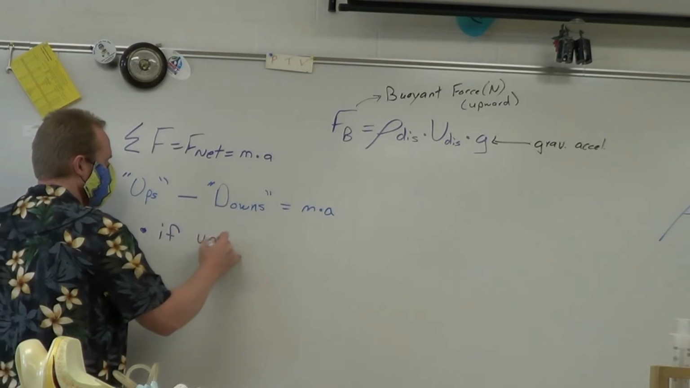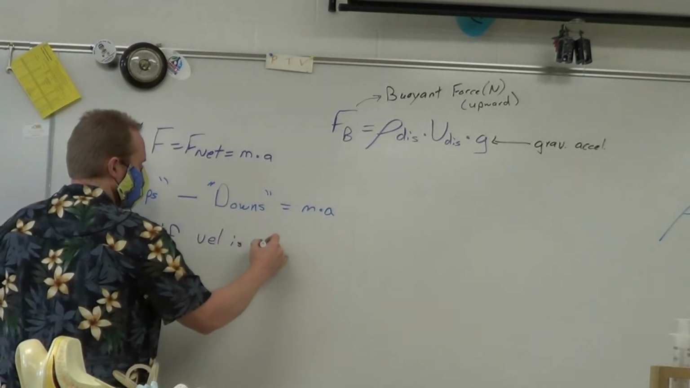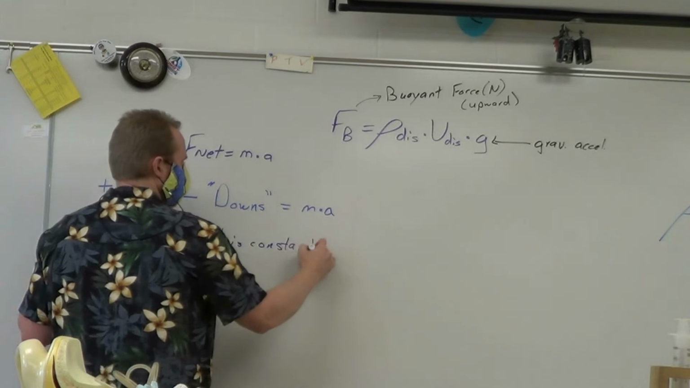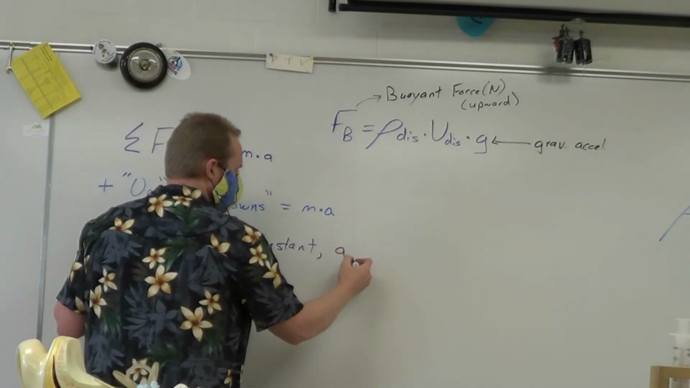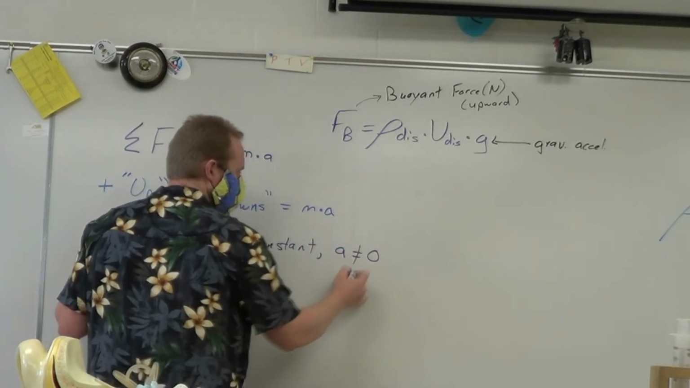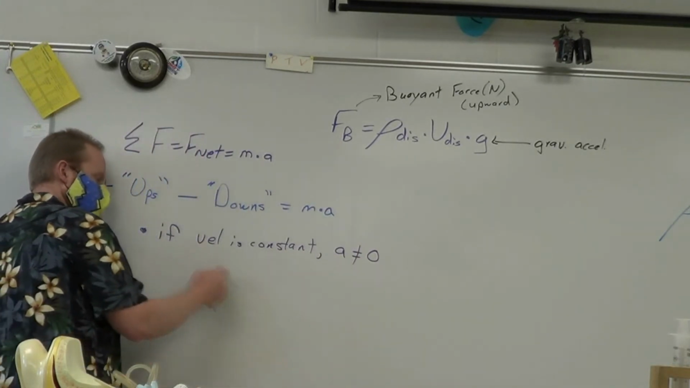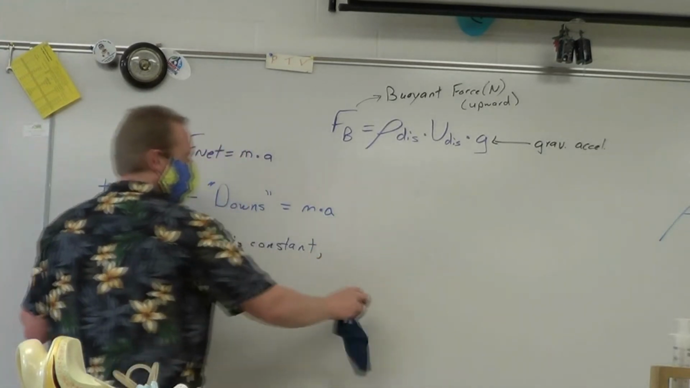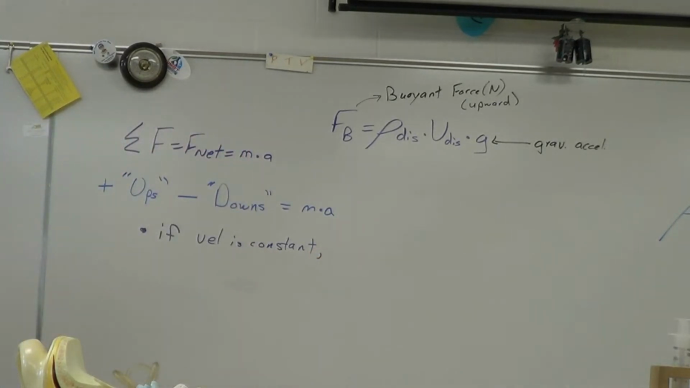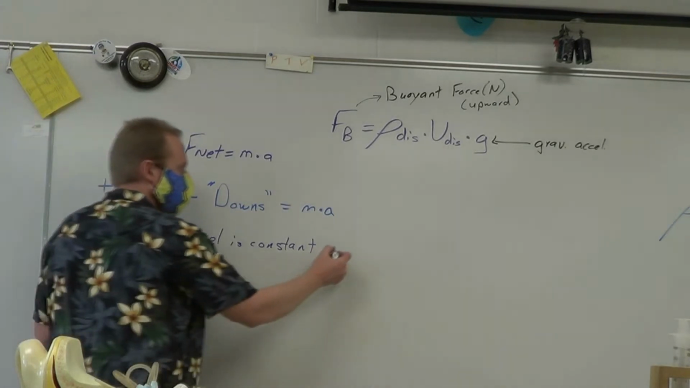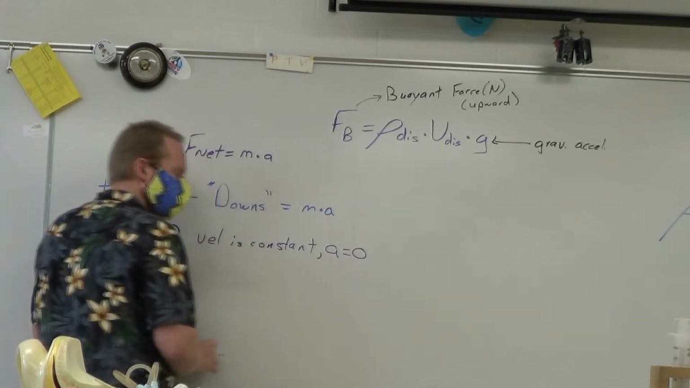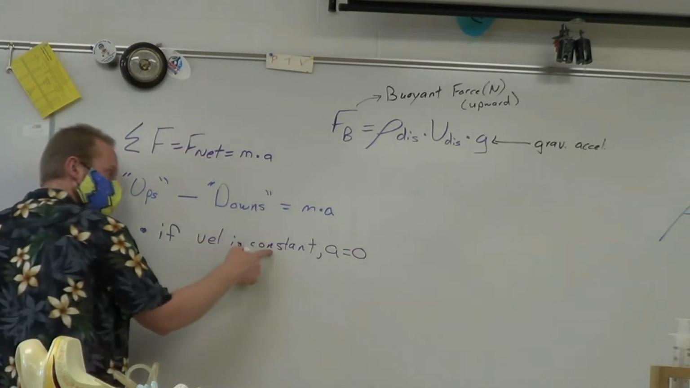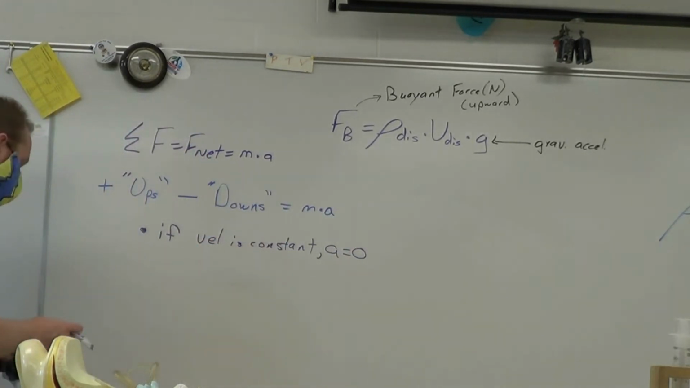If my velocity is constant, then my acceleration, is it 0 or is it not equal to 0? Which one is it if my velocity is constant? If your velocity is constant, your acceleration is zero. If your velocity is changing, then it's not equal to zero. So just some things to think about as we're talking about buoyancy.